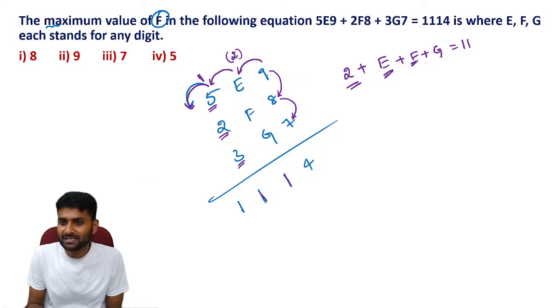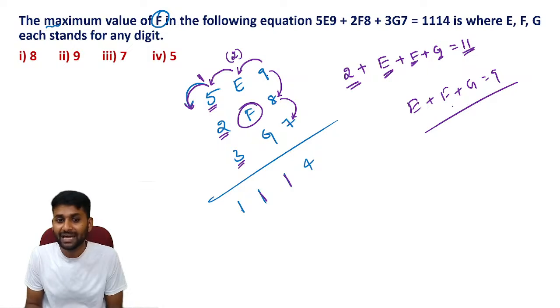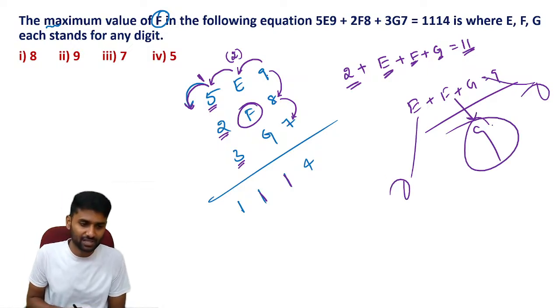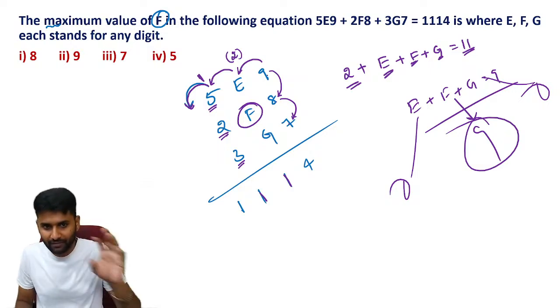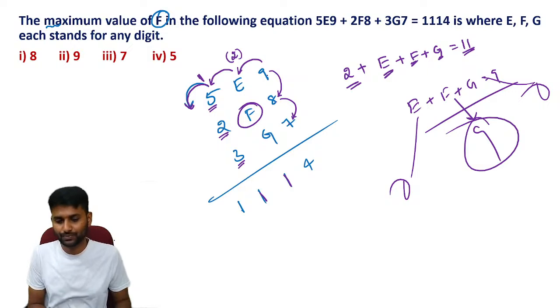Next, E plus F plus G is equal to 11 units. See, one here, one is carried over. Now, what about E plus F plus G value? 9. See here the question, the maximum value of F. So definitely the maximum value of F must be 9, guys. If F is 9, then definitely E and G must be 0. If you want to choose one value as a maximum, then the remaining two values should be minimum.